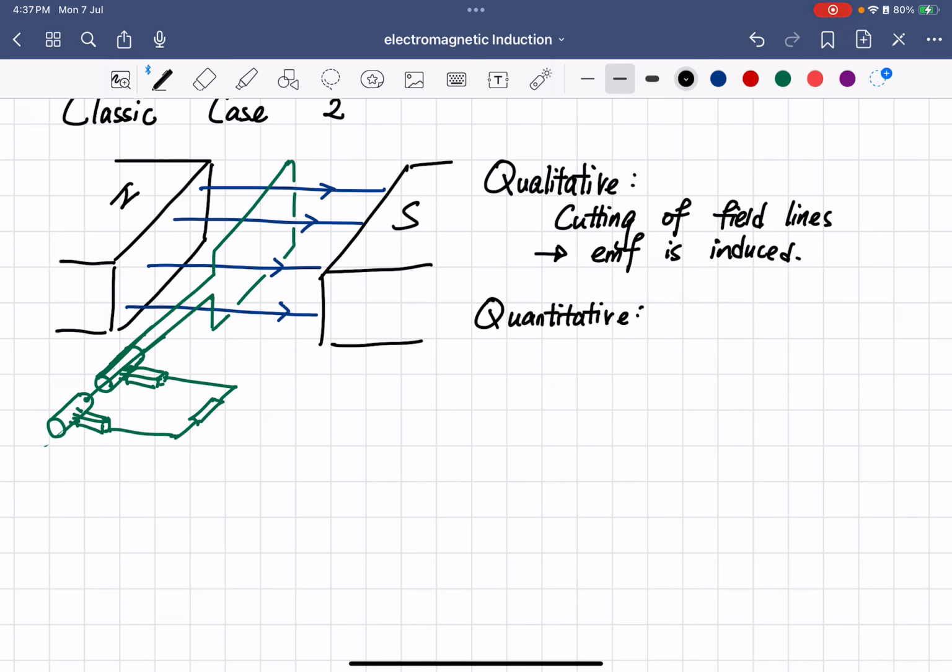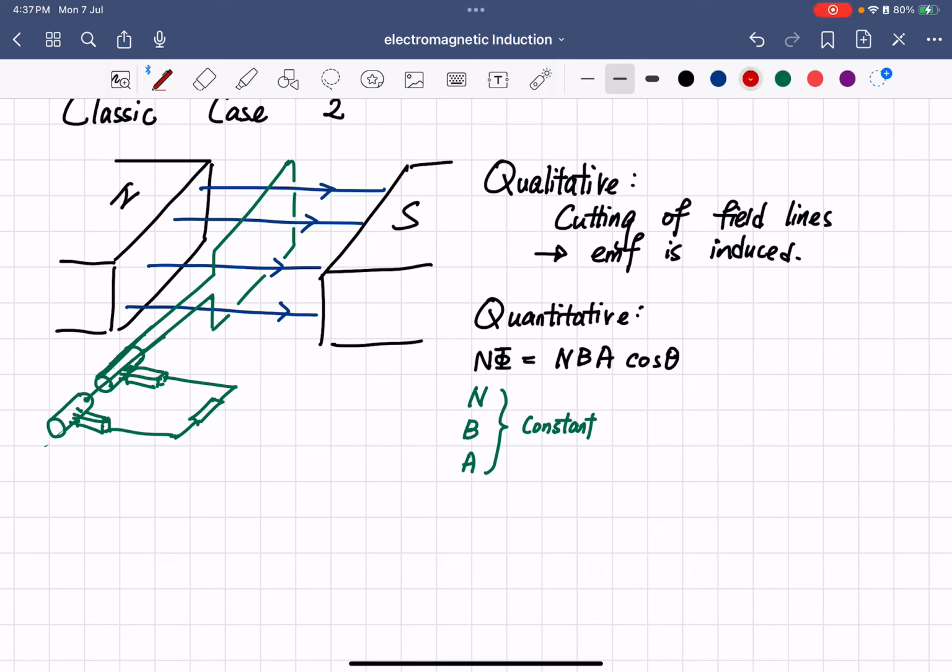Now, quantitatively, this part is really not easy to understand. We need to first look at what part of the magnetic flux linkage is being changed. So we look at the magnetic flux linkage, which is N phi equals NBA cosine theta. You find that in this case, N has no change, B also has no change, and the area A also has no change. So they are all constant. The only thing that has changed is just the theta.